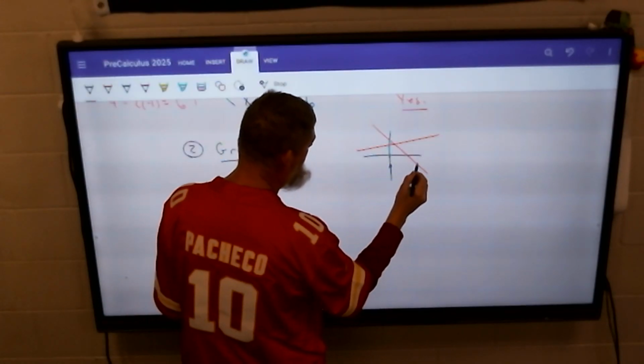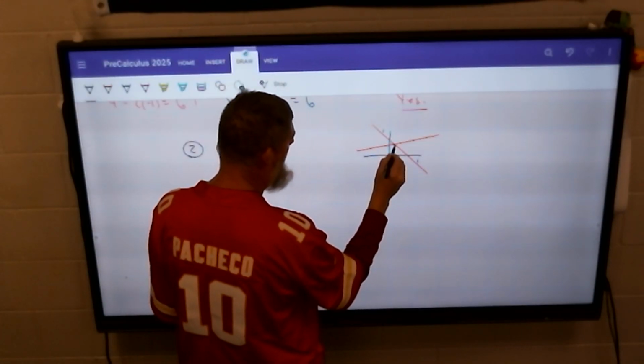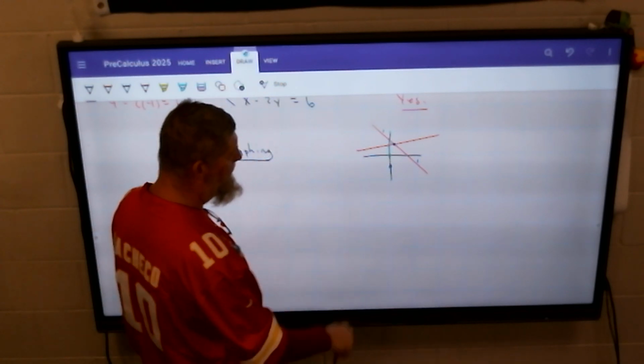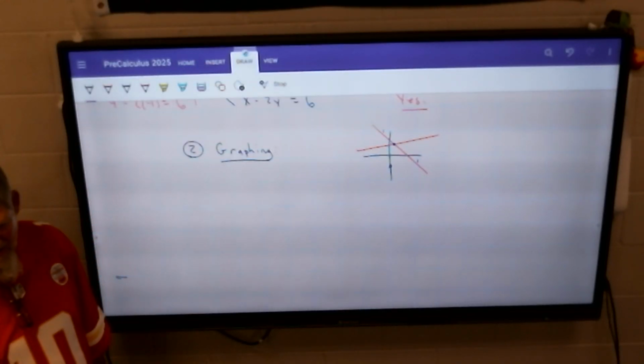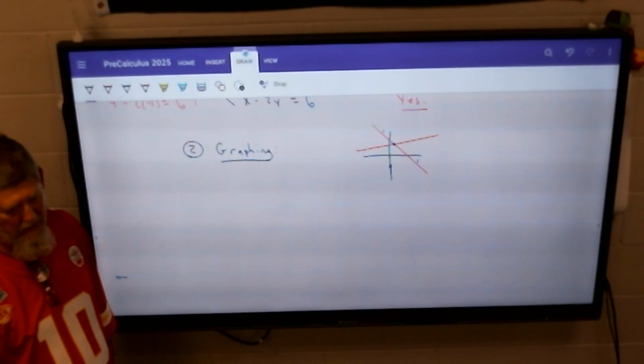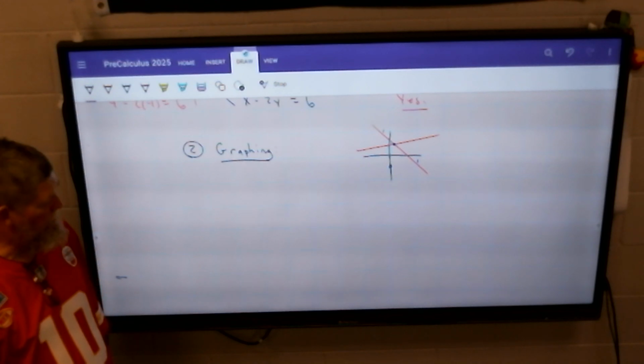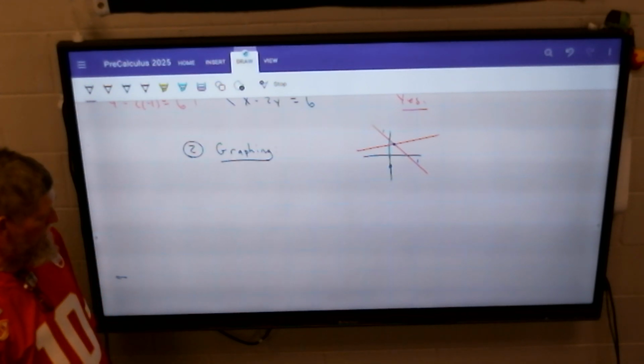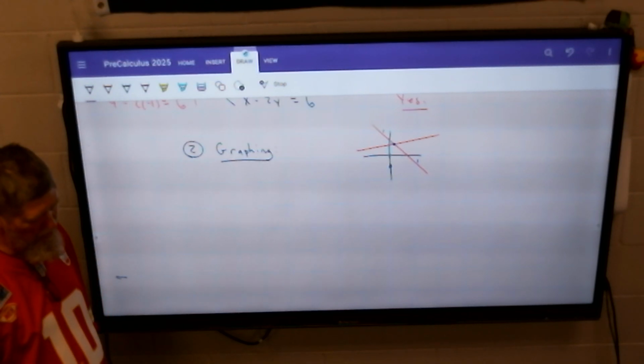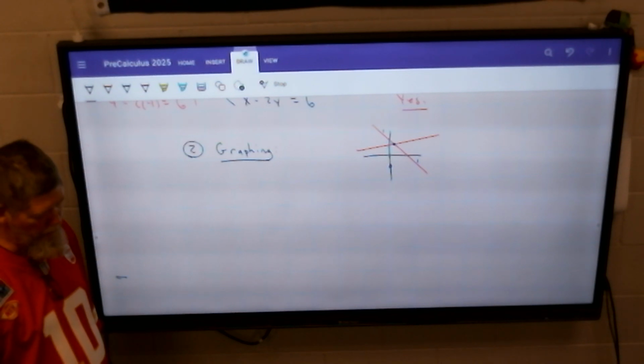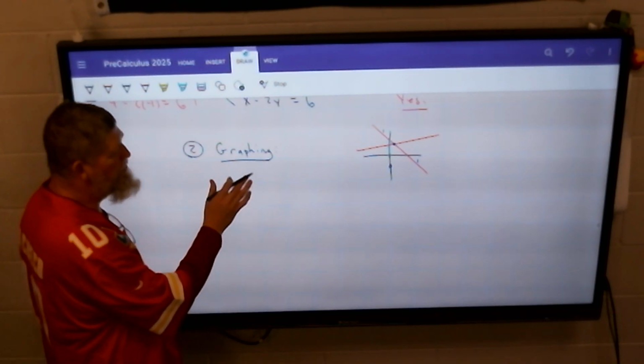This is 0 and this is 1 and this is 1. Where they intersect is my answer. What's the answer there? It's somewhere between 0 and 1, both the x and the y. Looks like maybe it goes up a half, but it could be 0.4. Could be 0.457. We don't know what it is. So this doesn't give you super exact answers.